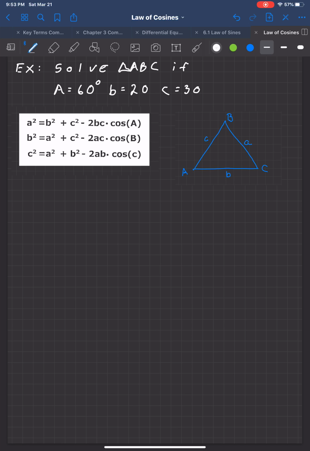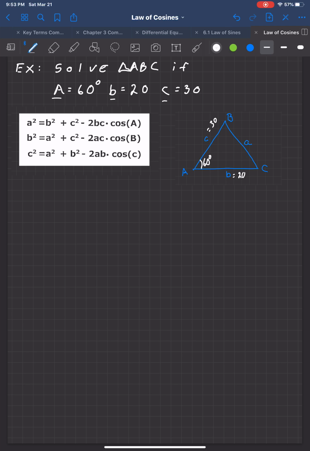Ready? So it says solve triangle ABC. If A is 60 degrees, little b is 20, and little c is 30. Right? So you have 2 sides and an included angle. You're going to have to use the law of cosines. Or, as I said informally, you have three different letters, and you include an angle. You have two sides, one angle. That's the key part. But you have three different letters. You have no relationship, so law of cosines.